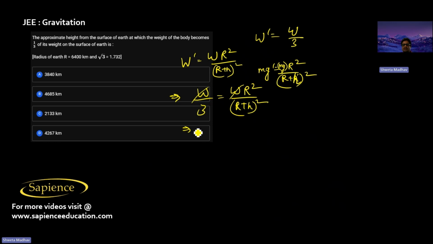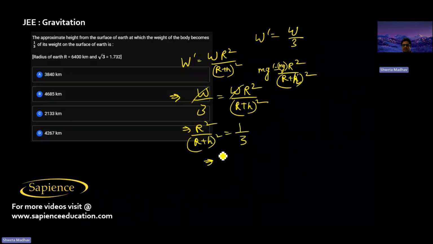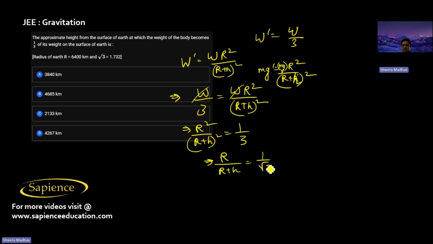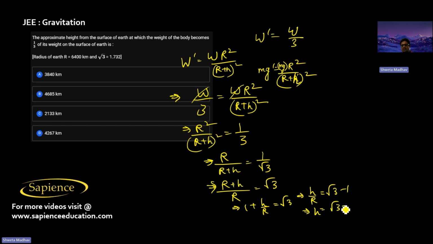So W cancels. So R square by R plus h whole square equals 1 by 3. If we take square root on both sides, then we will get R by R plus h equal to 1 by root 3. And so R plus h by R is equal to root 3. And so 1 plus h by R is equal to root 3. So it means h by R is equal to root 3 minus 1. So the height h will be equal to root 3 minus 1 into R. So therefore, the required height from the surface of the Earth is root 3 minus 1, which is 0.732, into the R, that is 6,400 kilometer, which is 64 into 73.2 kilometer approximately.